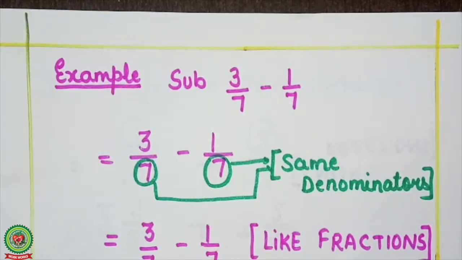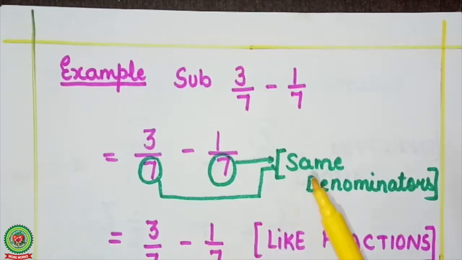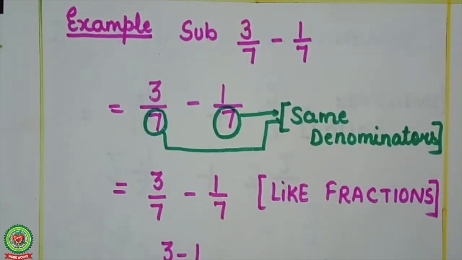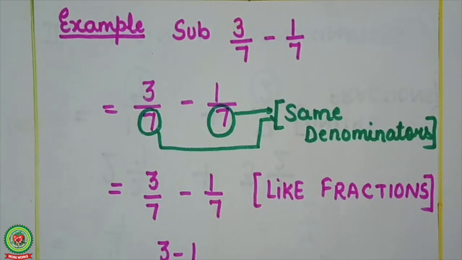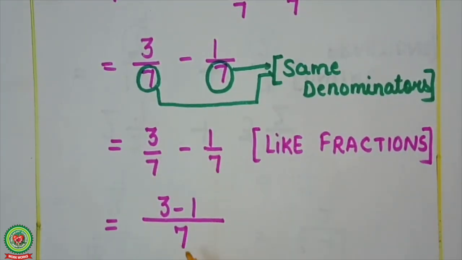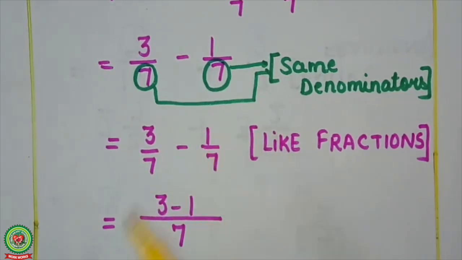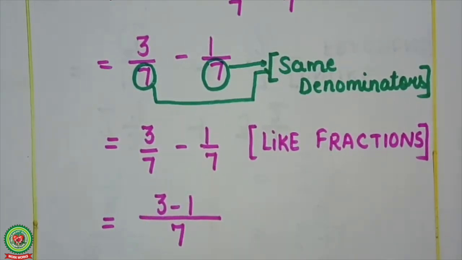Now step 1. Check the denominators. Here both denominators are equal to 7. Therefore, they are having same denominators. That means these are like fractions. Now, in like fractions, just now I have told you the rule that we will write denominator once. So here, denominator will come 7 and we will subtract the numerators. Numerators are 3 and 1. So, it will come 3 minus 1 upon 7.